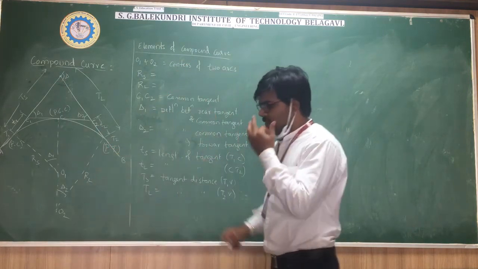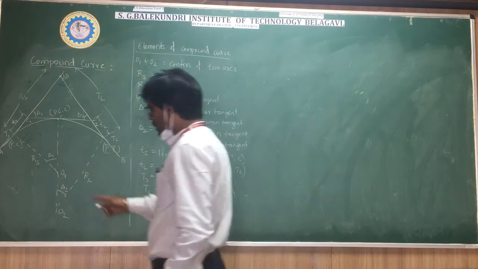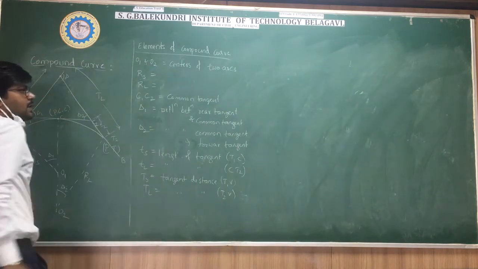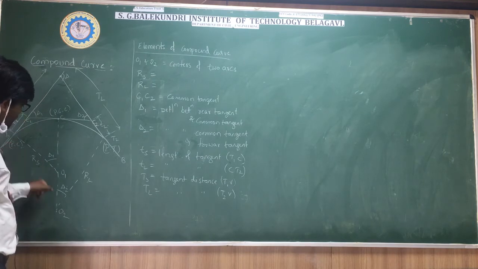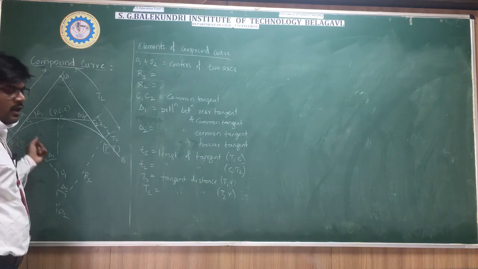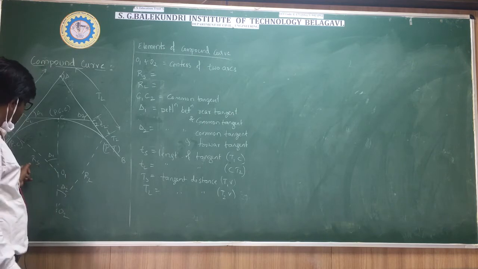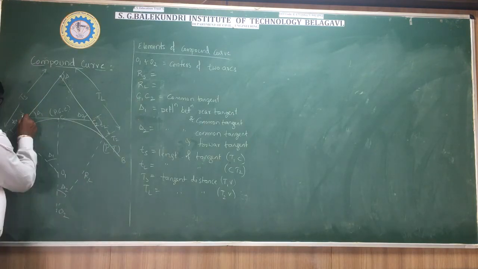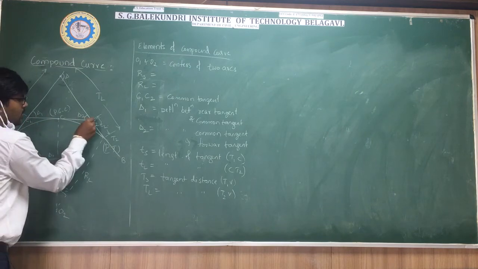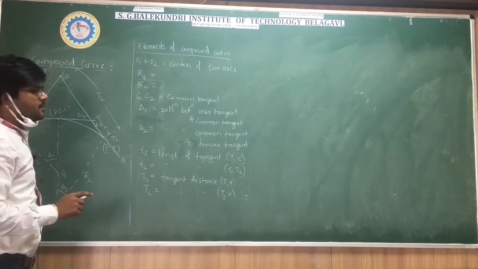Yes, let us see here. O1 and O2 are the centers of the two arcs. These are the two centers with respect to the radii drawn here, RS and RL. This is the shorter radius, and this is the longer radius. C1 to C2 is the common tangent.